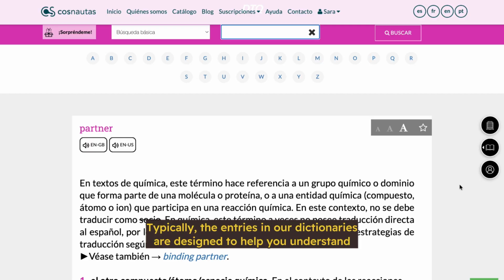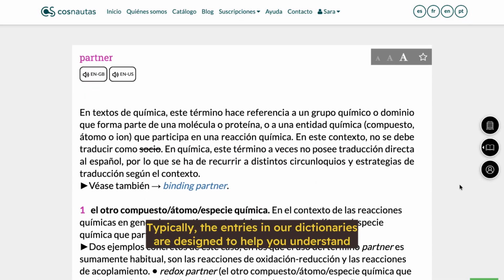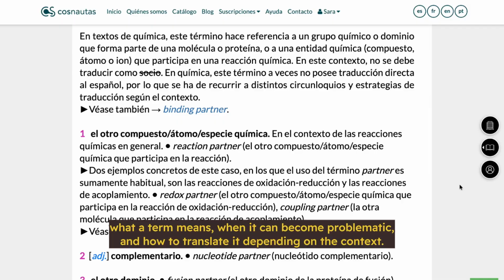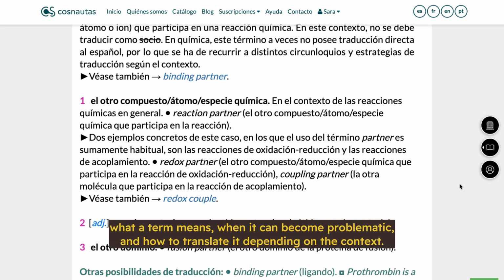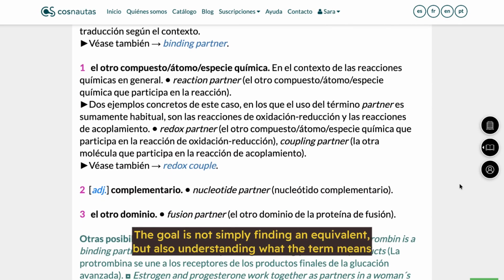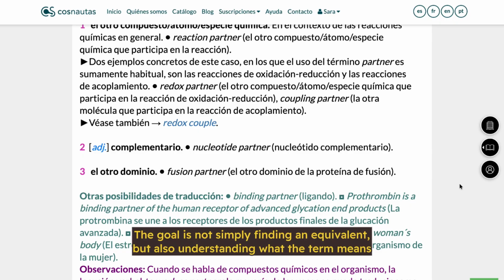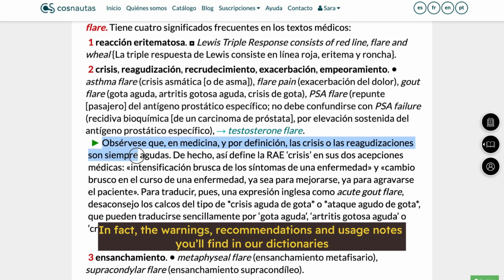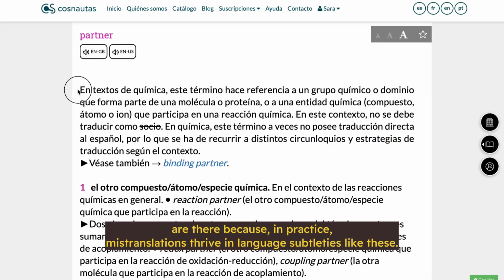Typically, the entries in our dictionaries are designed to help you understand what a term means, when it can become problematic, and how to translate it depending on the context. The goal is not simply finding an equivalent, but also understanding what the term means at a conceptual level. In fact, the warnings, recommendations, and usage notes you'll find in our dictionaries are there because, in practice, mistranslations thrive in language subtleties like these.